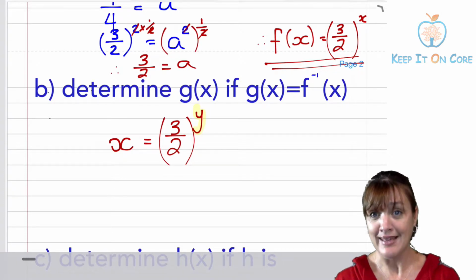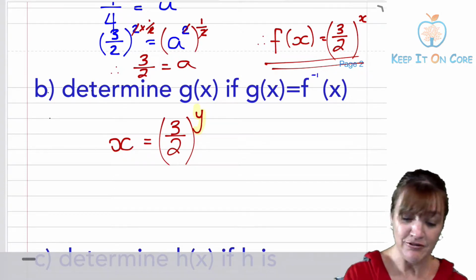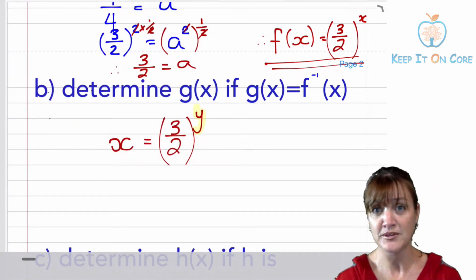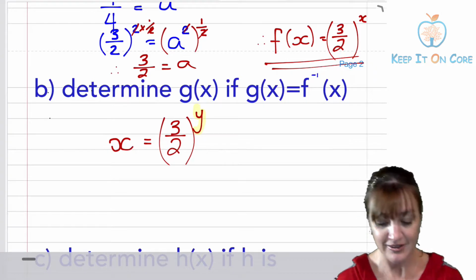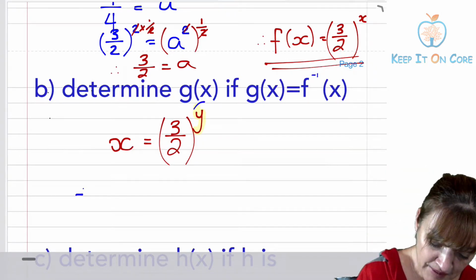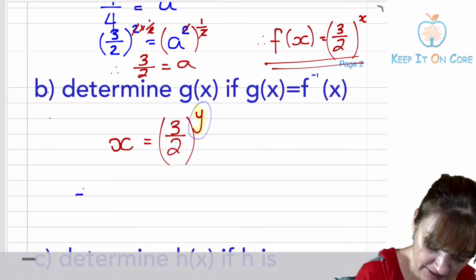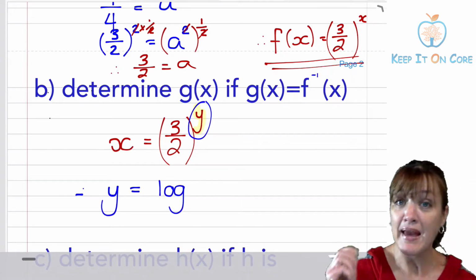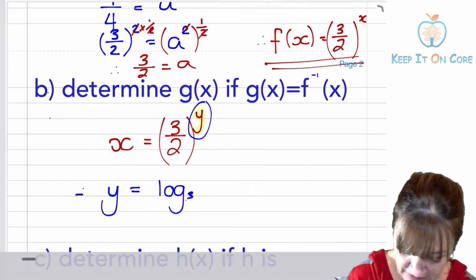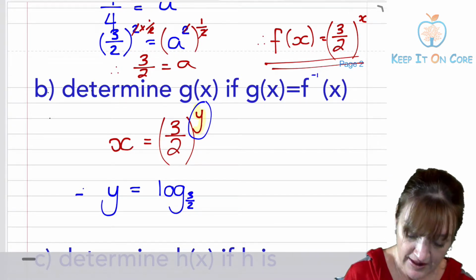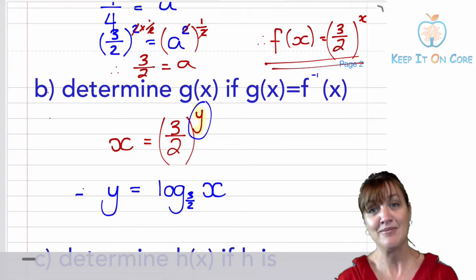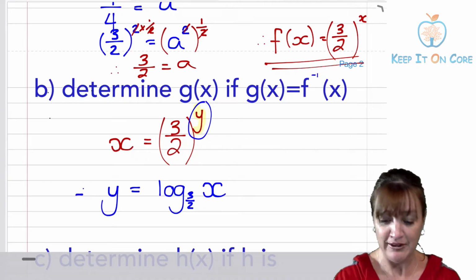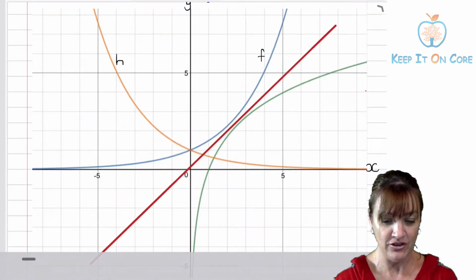The only way that that is going to happen is if you write it from exponential form, as it is at the moment, into logarithmic form. So you need to change it into a log. And if you recall, y then becomes the subject of the equation. So we'll say y equals log. The base of the y was 3/2, so 3/2 is the base of your log, and the power is x. Okay, and there we go. That is the inverse equation of your f of x function. So let's just take a second to look at this here.